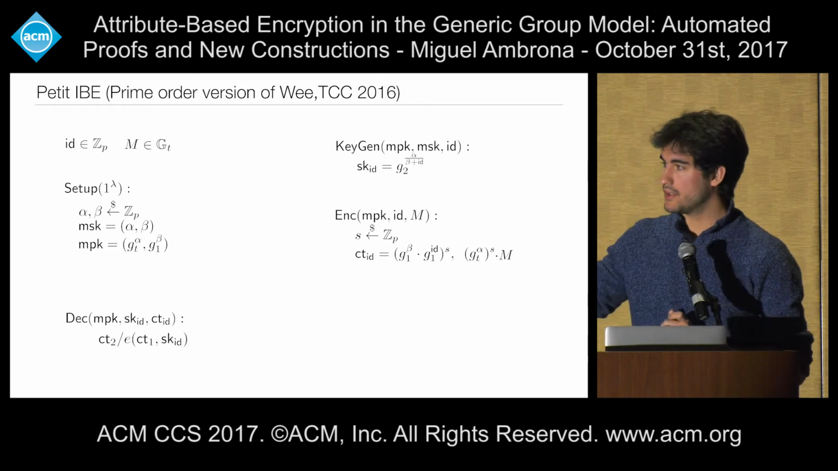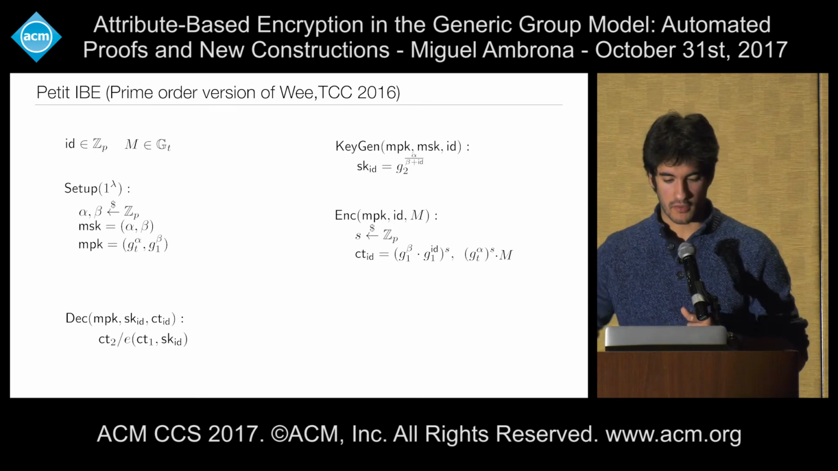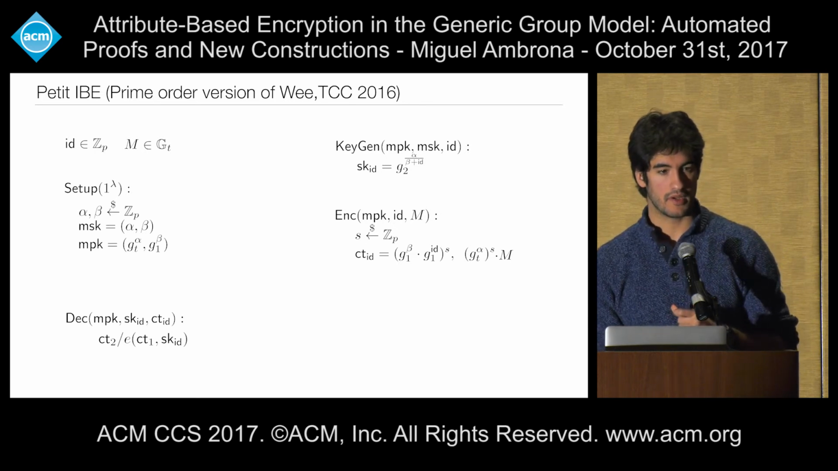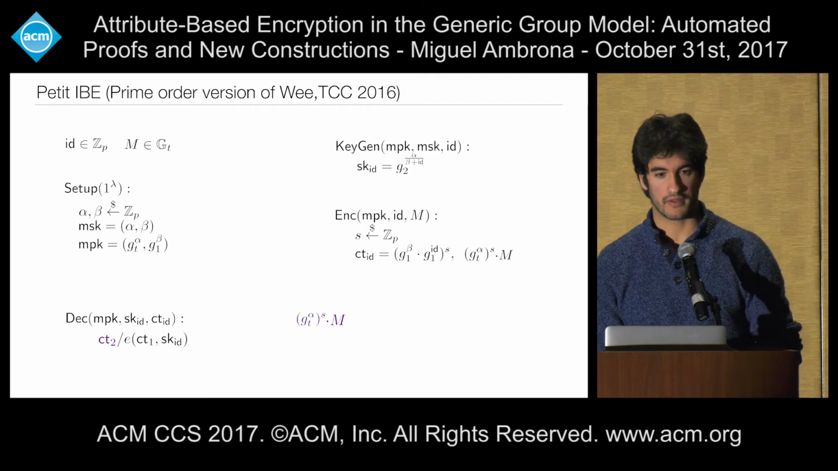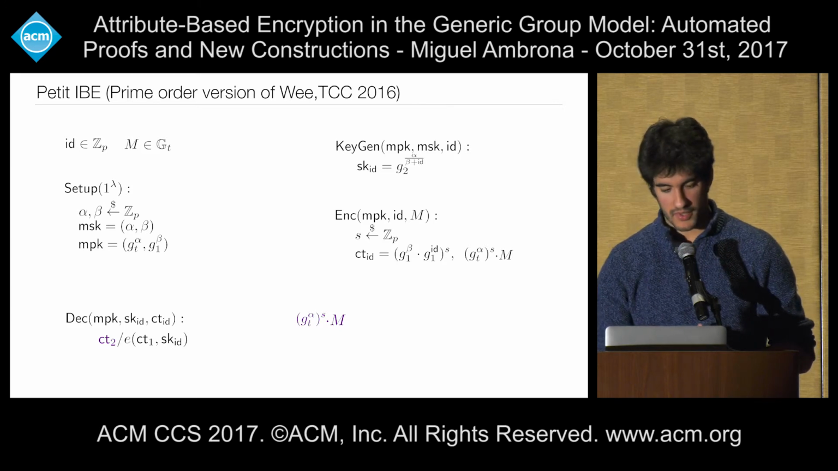So in this example, identities are going to be Zp elements, integers modulo p, and the messages are going to be elements in GT. I want to point out that this primitive has been proven secure by Hotek in the composite order group and the standard model, but it's an open problem to prove it secure over prime order groups in the standard model.